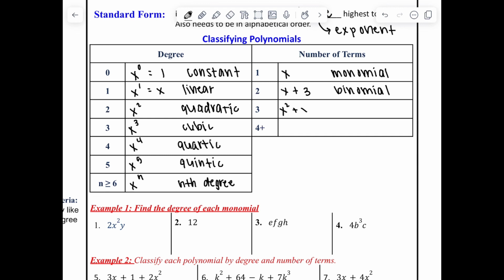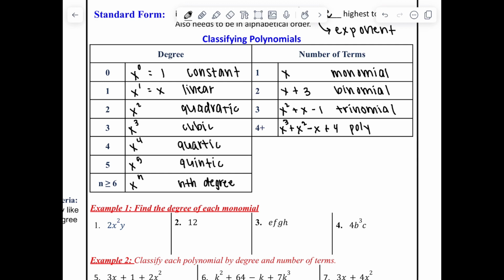If mono is 1 and bi is 2, then it would make sense that if there are 3 terms, it is a trinomial. In all of these, the only thing that's changing is the prefix in front of the nomial suffix. If there are more than 3, we don't have a specific term. We're just going to call it a polynomial. It's not like, okay, there are 4 terms, so we call it a quadrinomial. That doesn't happen. If there are more than 3, you're just going to call it a polynomial.